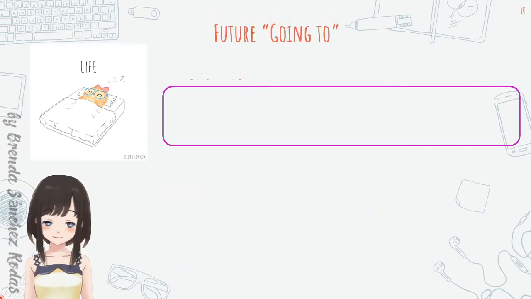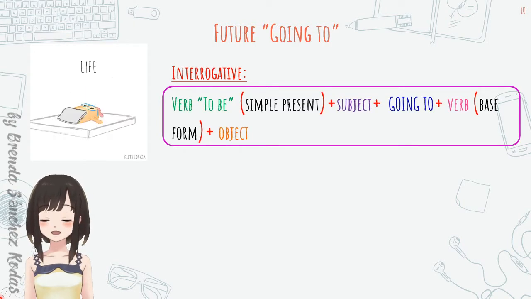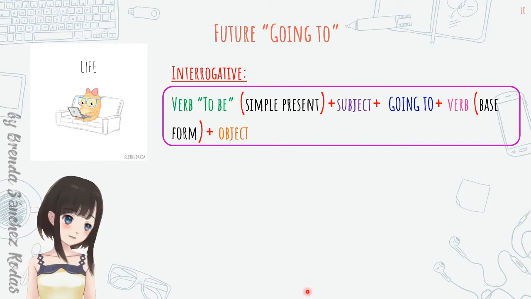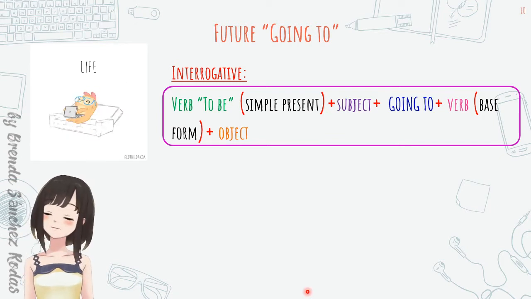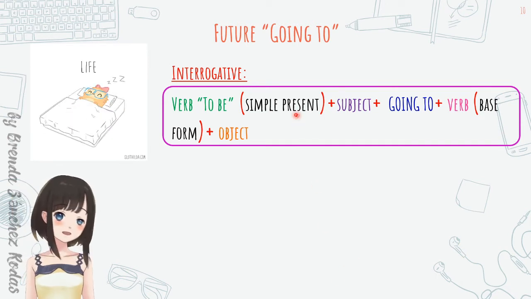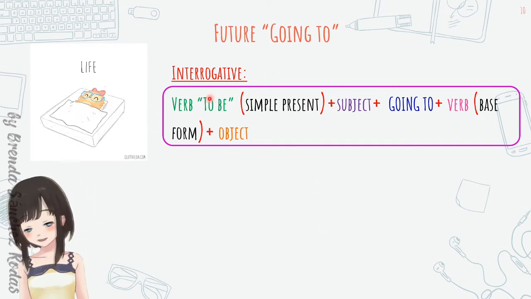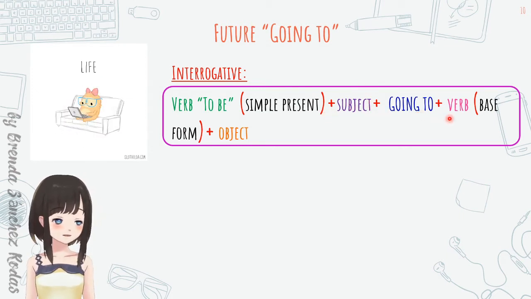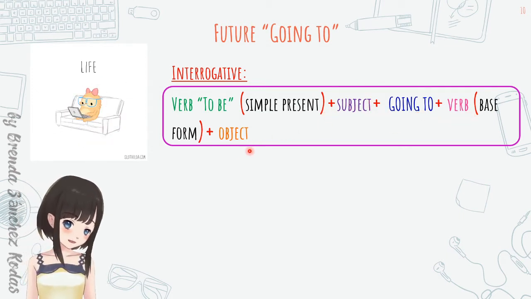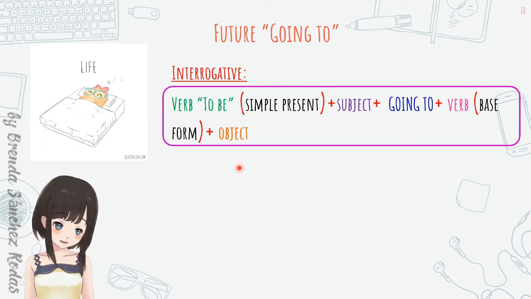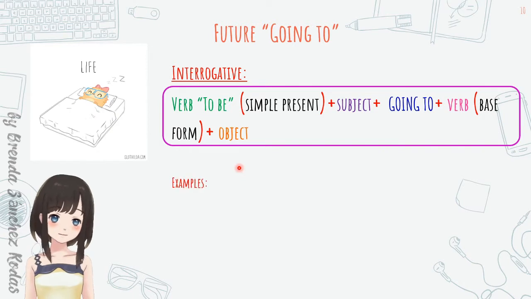Is interrogative. Also, like in present continuous or simple present, the verb to be goes to the beginning, as always in simple present: the subject plus going to plus the verb in base form and the object. So it's really easy. Just the verb to be goes to the beginning. That's it. In every tense it's the same.